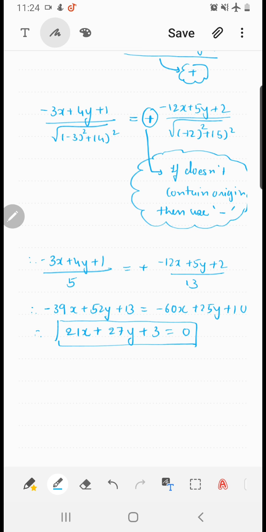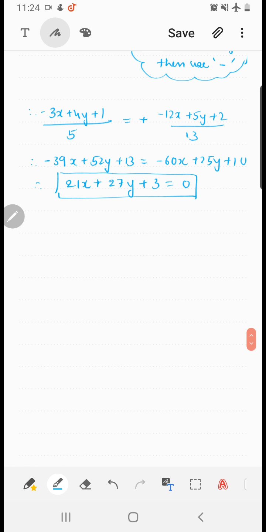Okay, so I hope it's clear. That was case number 1. Now let's move to case number 2. In case number 2, they will talk about the bisector containing a point P(h, k). Again, like the previous question, here we are going to use the same formula. It is just that we need to decide when to use the plus sign and when to use the minus sign.